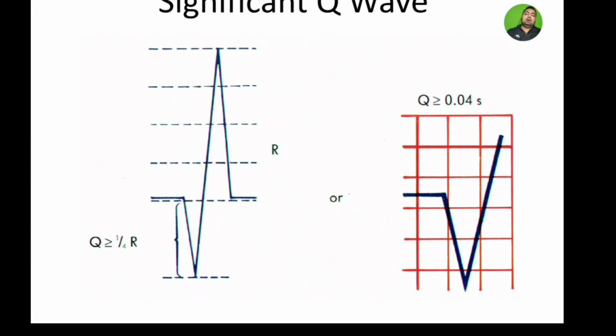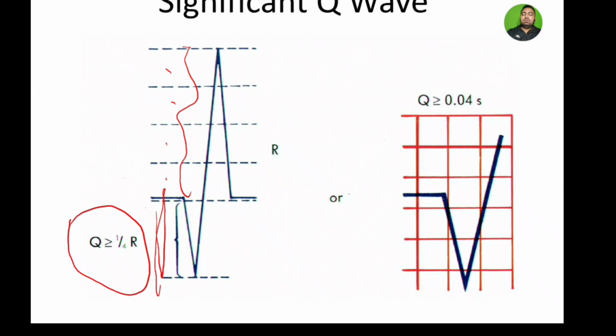As I told you, this is 1, 2, 3, 4, and this is 1. It is greater than 1. So whenever the Q wave is greater than 25%, this is 4 and this is 1.